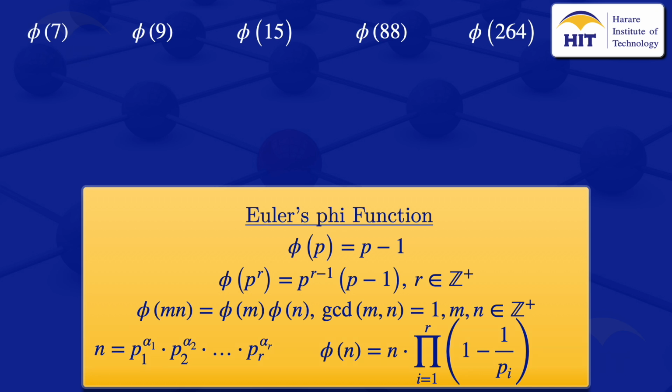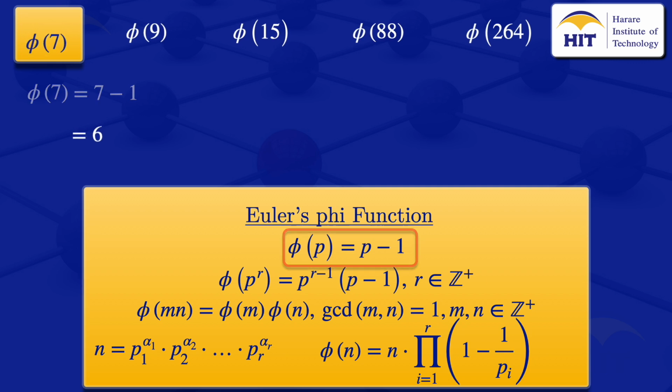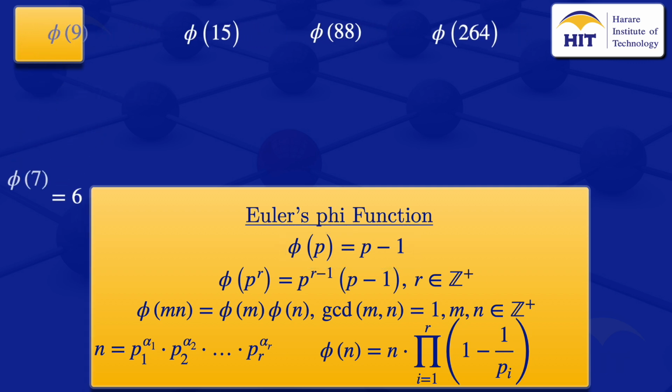So I'll start by looking at the first one, phi of 7. When you are looking at phi of 7, the 7 is a prime number. So I can use the property where phi of a prime number is equal to the prime number minus 1. In this case, phi of 7 will give us 7 minus 1, which is 6.